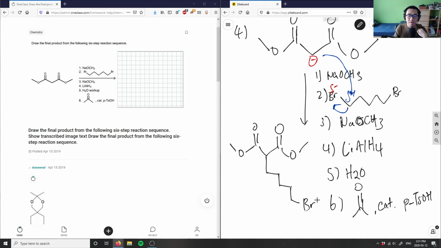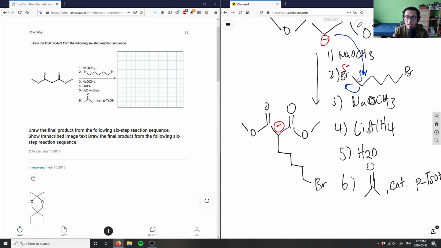Then I'm going to repeat the same process. I'm going to deprotonate again the same carbon atom here, so one of these hydrogens is going to be removed, and I'm going to have a negative charge on here again. Then I'm going to use lithium aluminum hydride to reduce this compound.